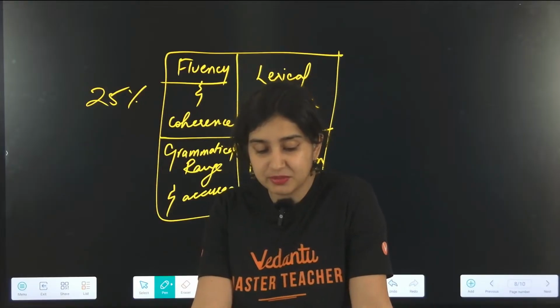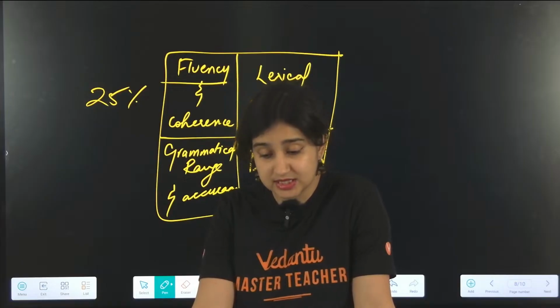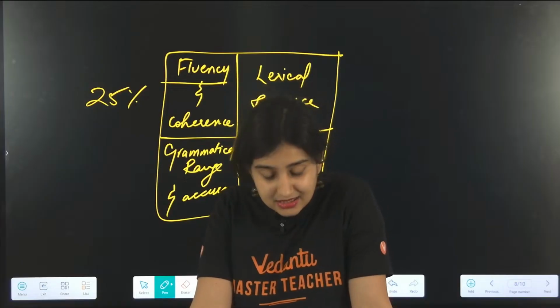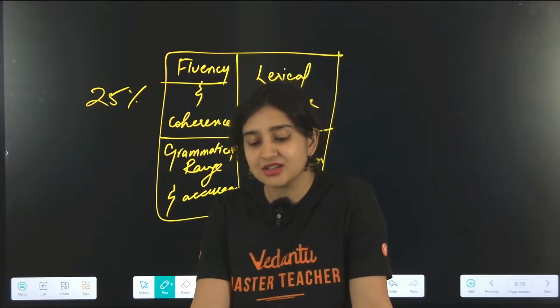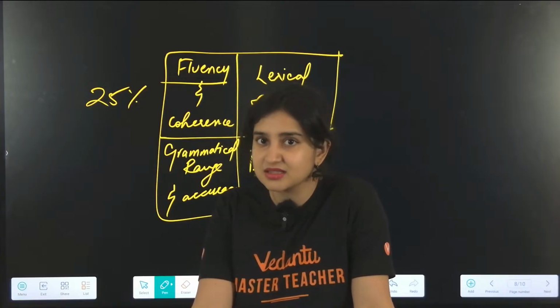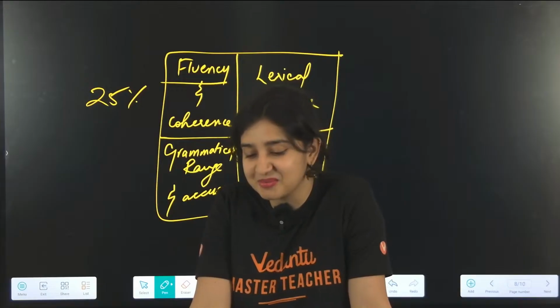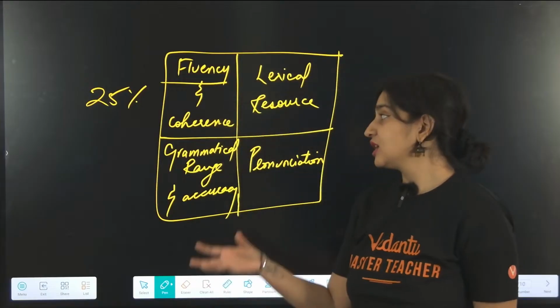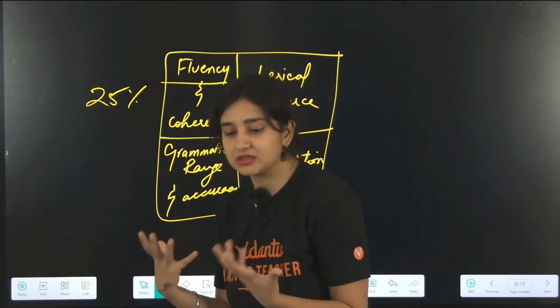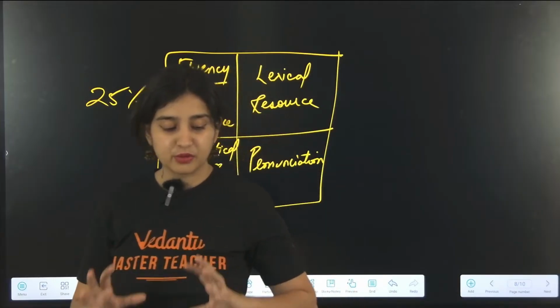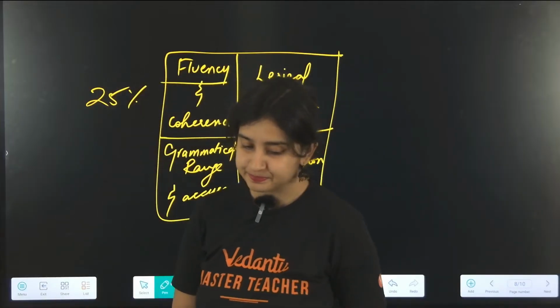Yes, you have to mimic the natives for fluency. You don't have to change your accent. You don't have to start talking like this in order to sound fluent. That's not required. You can talk in your normal Indian accent, but you have to mimic the way they speak to sound more fluent and coherent, okay?